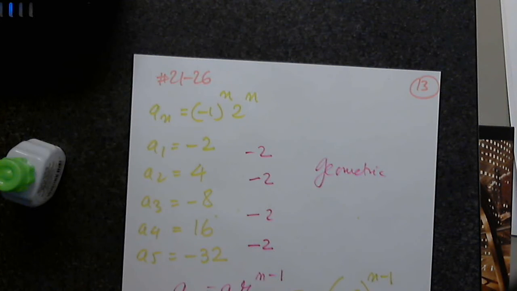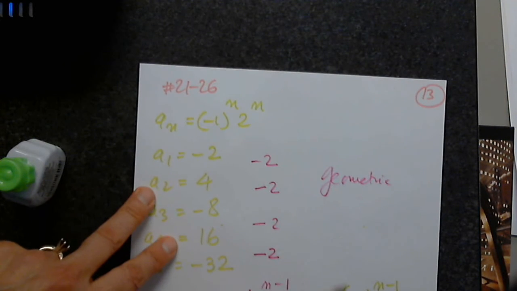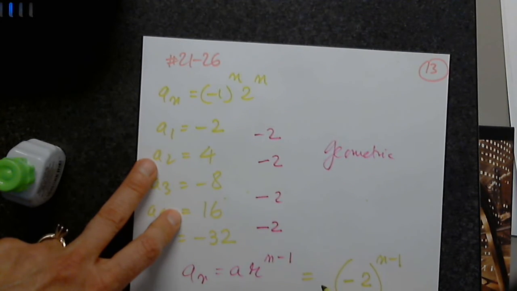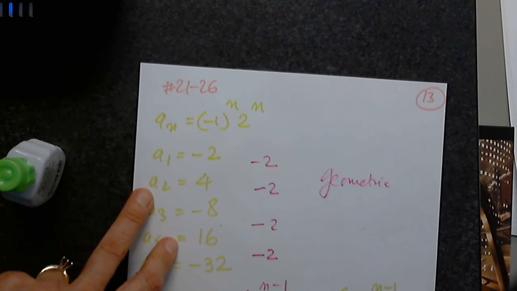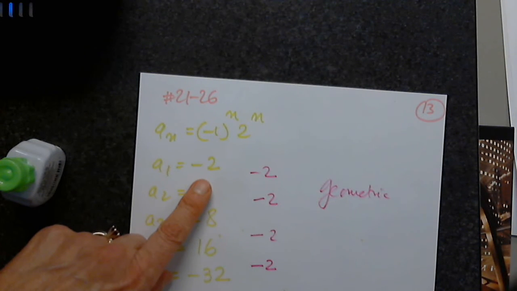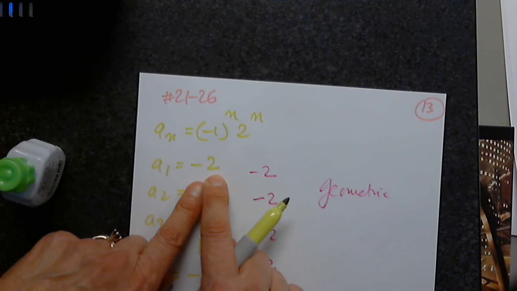If I put 1, remember, a is what I multiply first by -2 to get this. So this has to be a. Right? So if I put a 1, then for n equals 1, 1 minus 1 is 0, -2 to 0 is 1.